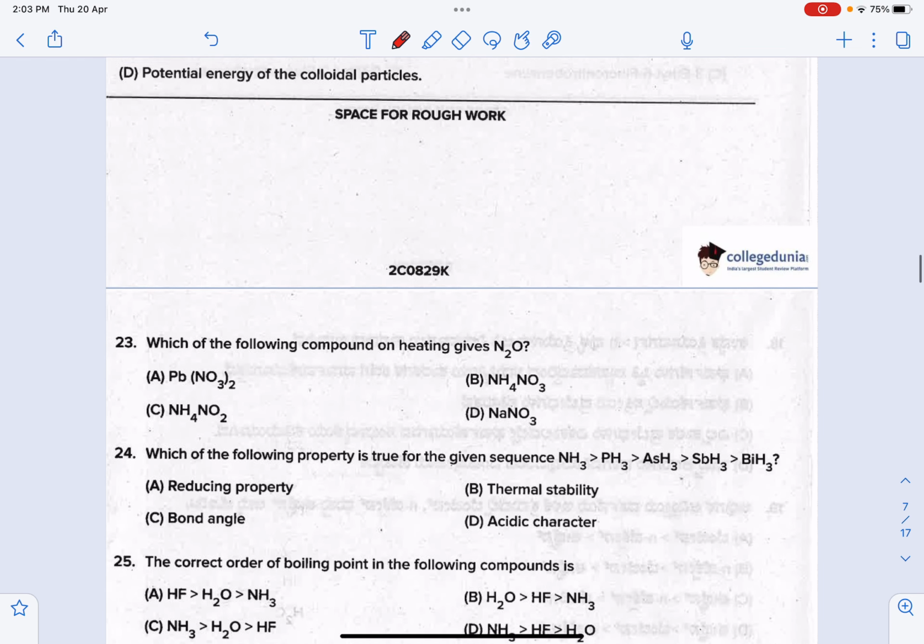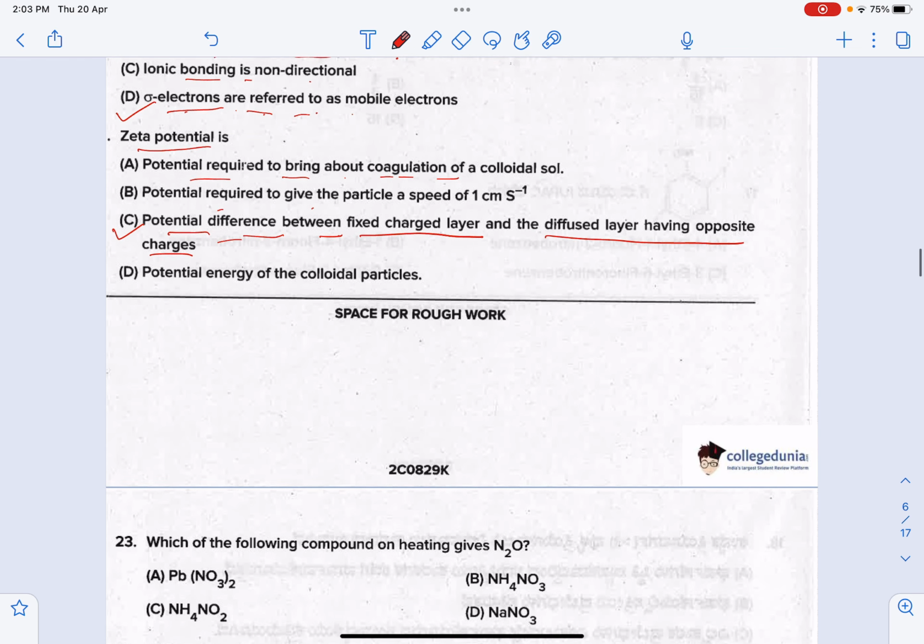Up to question 22 we have already discussed. So let's start from question number 23. Now see the question number 23.